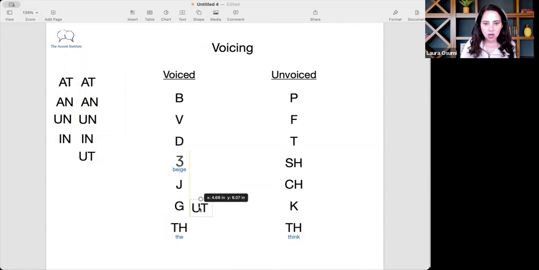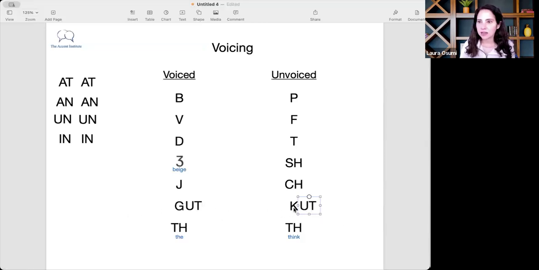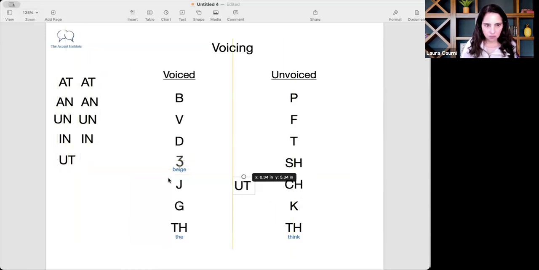Okay, let's go to gut and cut. Okay, so this isn't how you spell cut, it's C-U-T, but we're using these minimal pairs to show the difference. Gut, cut, gut, gut, using my voice, cut, right? I'm not turning on my voice until I get to this. Okay.